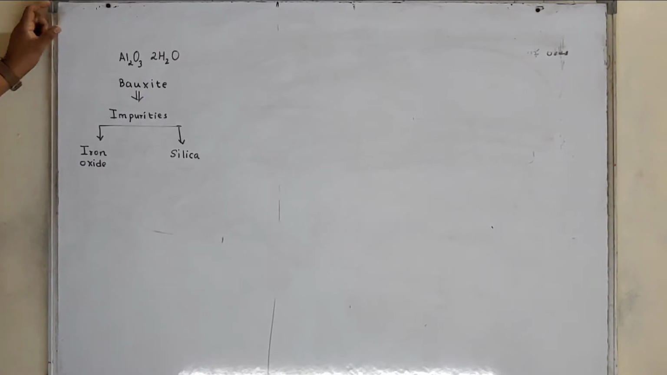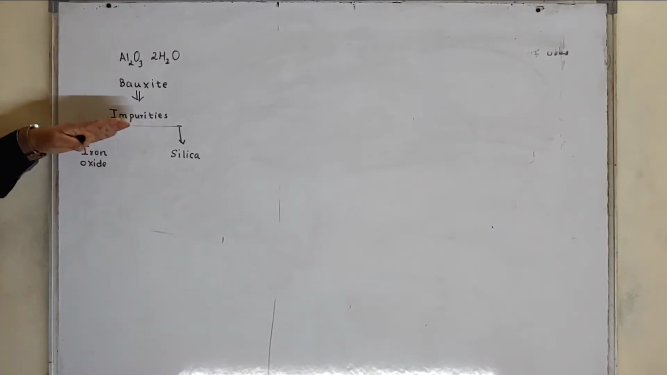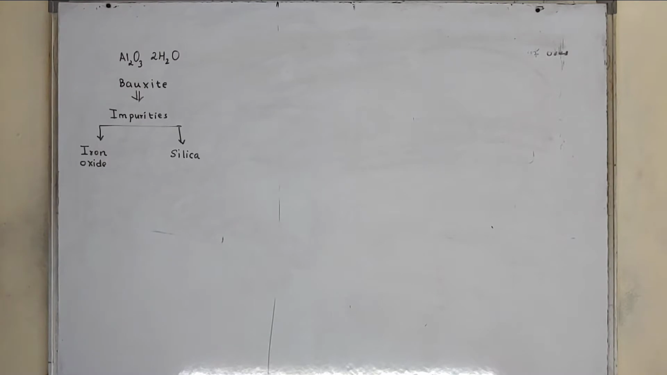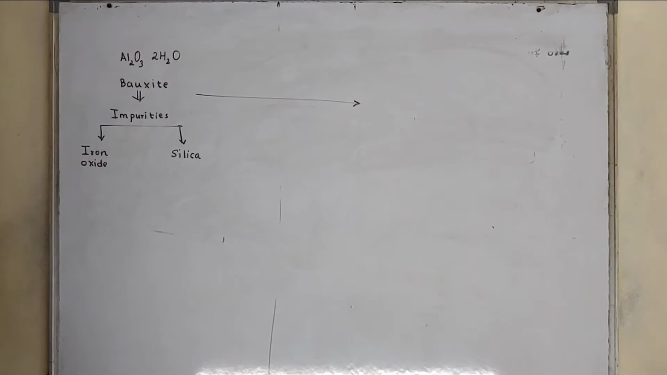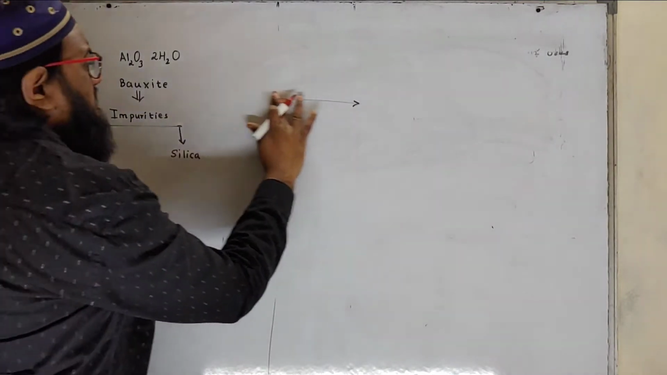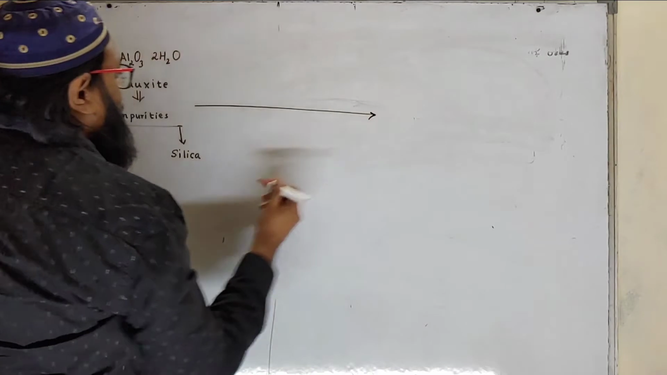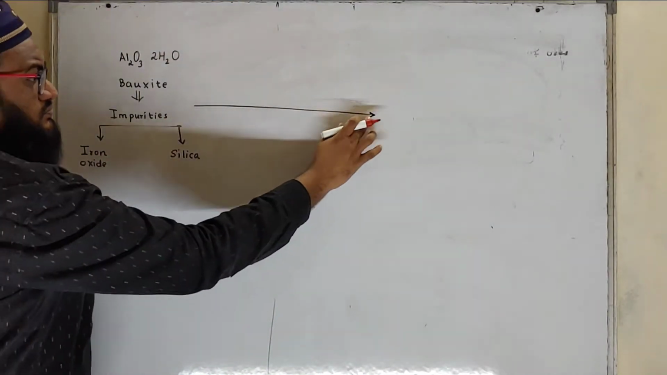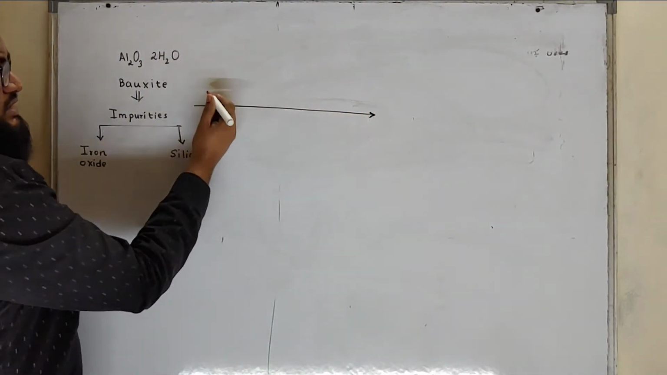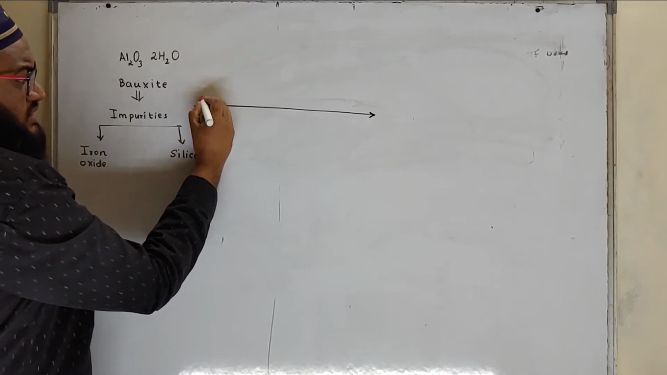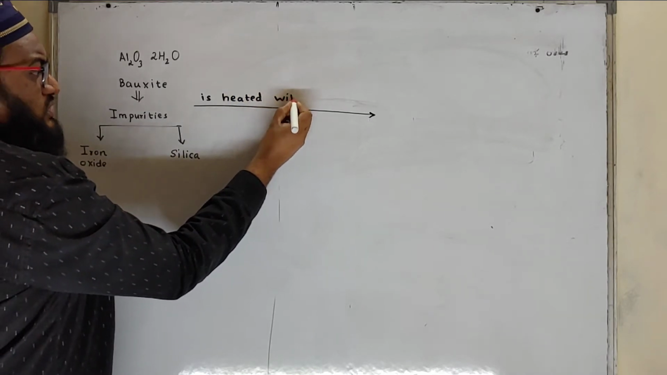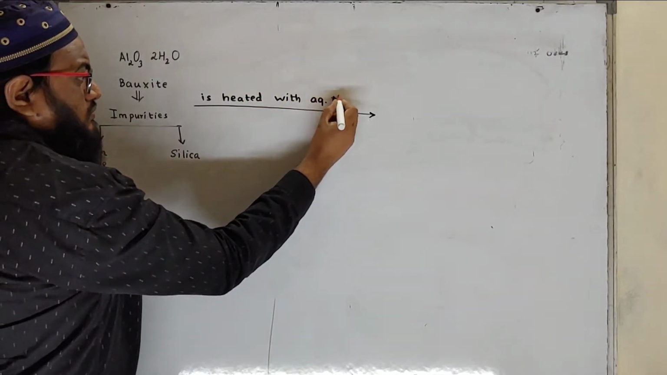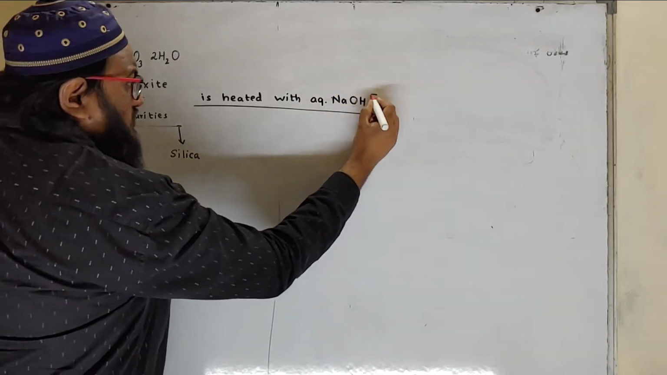So here we'll concentrate the ore by a chemical method called Bayer's process. Bauxite contains impurities like iron oxide and silica. Firstly, the ore is powdered and crushed and washed. Then it is heated with aqueous sodium hydroxide. Aqueous sodium hydroxide is called caustic soda.